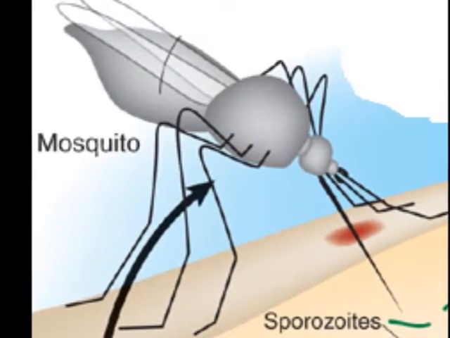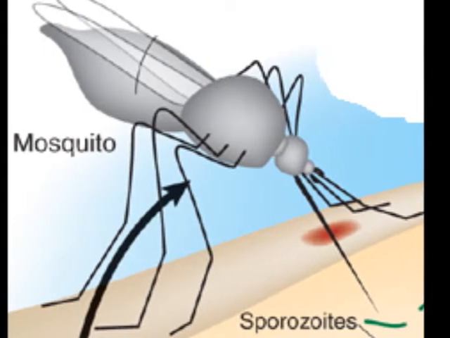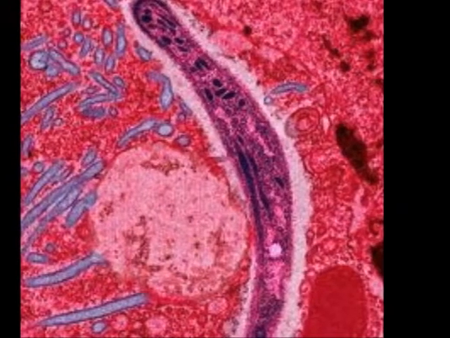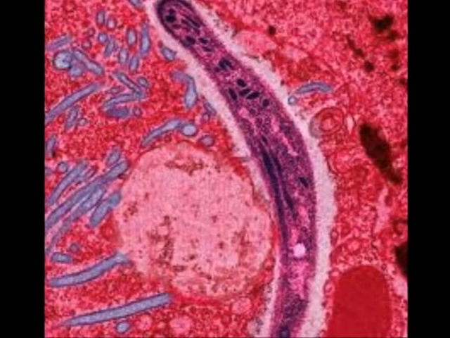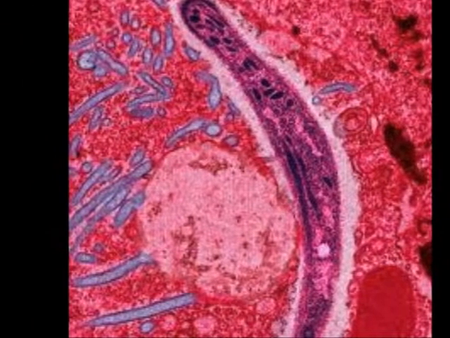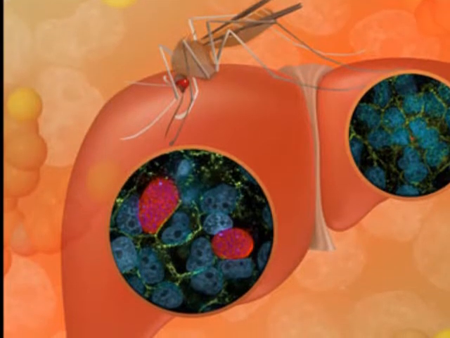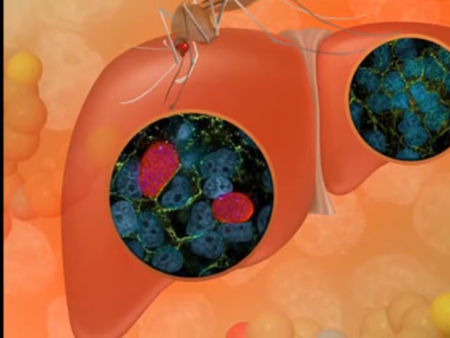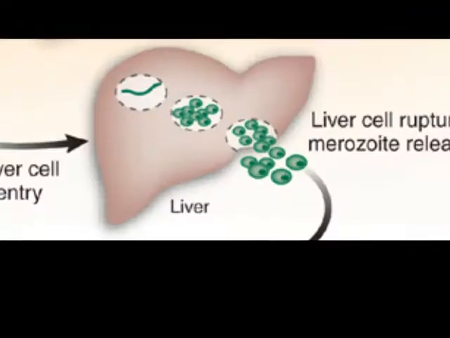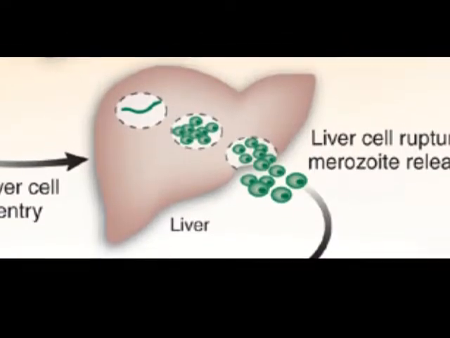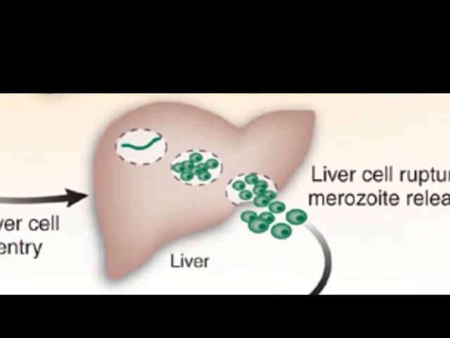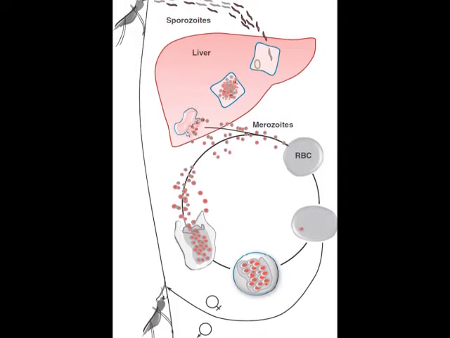The mosquito's saliva carries sporozoites, which are the asexual form of the malaria parasite. The sporozoites travel through the human bloodstream to the liver, where they invade the human tissue cells of the liver. Over a period of 9 to 16 days, the parasite undergoes hundreds of asexual cellular divisions, copying its DNA over and over again, creating thousands of new parasites called merozoites, which are released into the bloodstream.